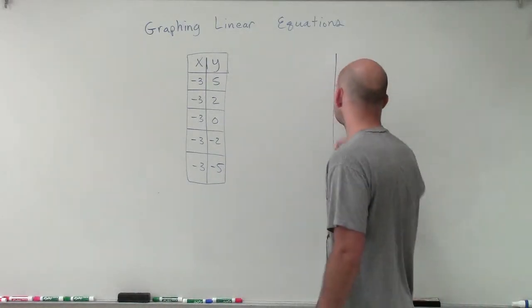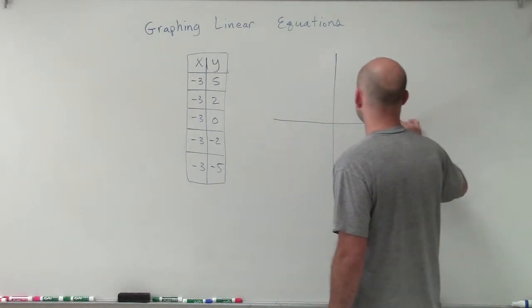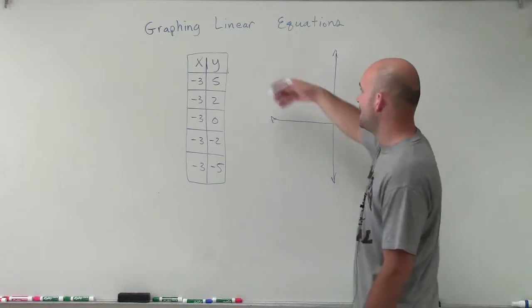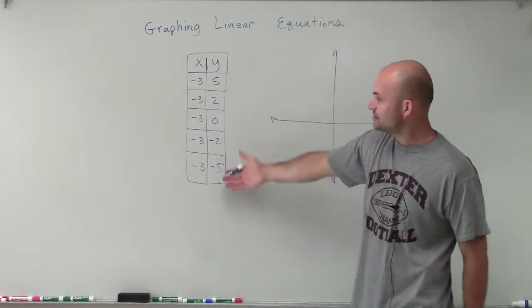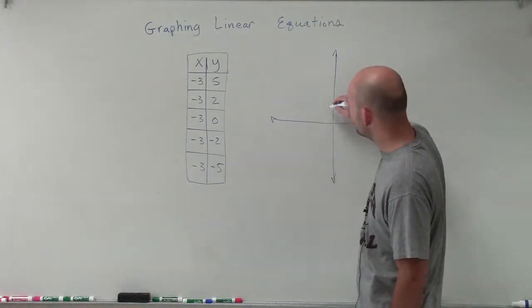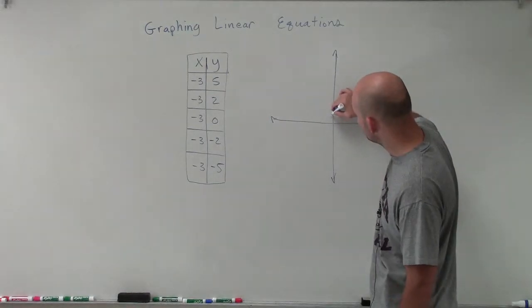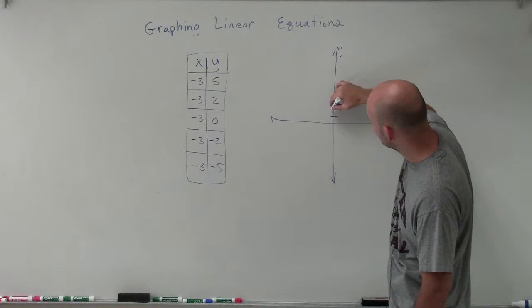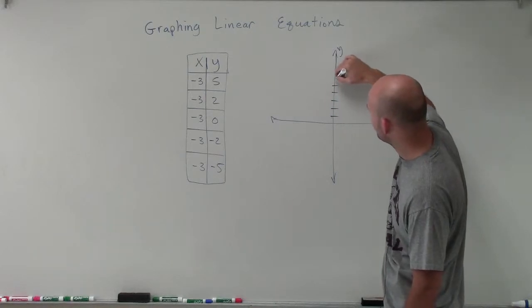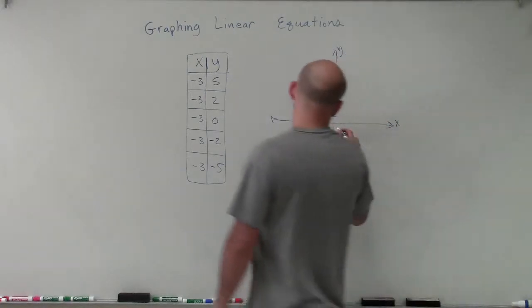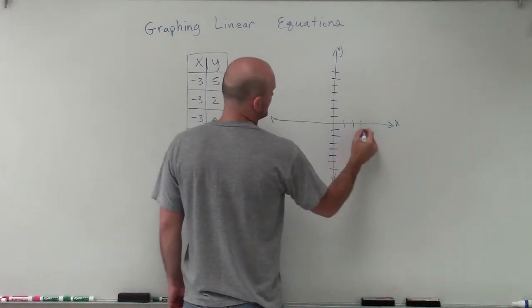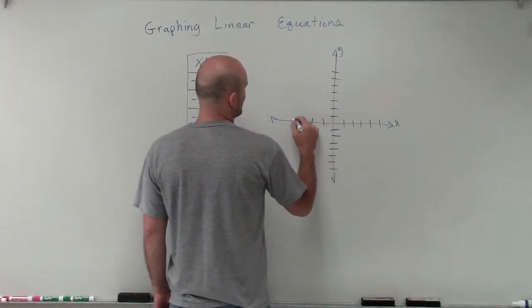So I'll create a nice little x and y axis, because remember, our graph is going to be made up of x and y coordinates. And we're going to want to make sure we at least get the maximum and minimum points included on our graph. So here's my y-axis, here's my x-axis. I'll go up to 5: 1, 2, 3, 4, 5. I'll go a little higher, 6, 7. Then I'll go down, 1, 2, 3, 4, 5, 6, 7. To the right, 1, 2, 3, 4, 5. And to the left, 1, 2, 3, 4, 5.